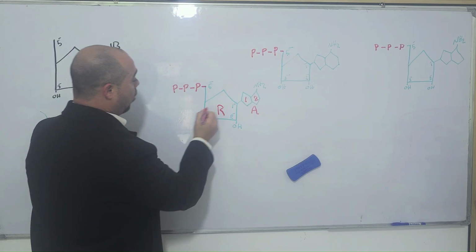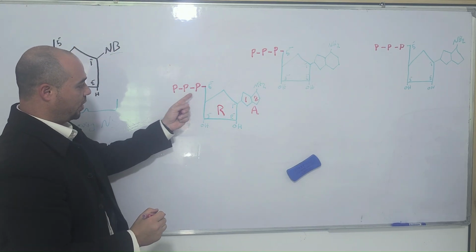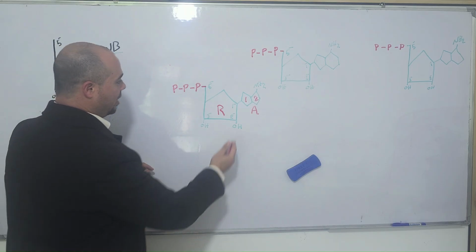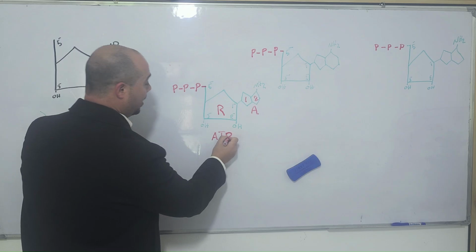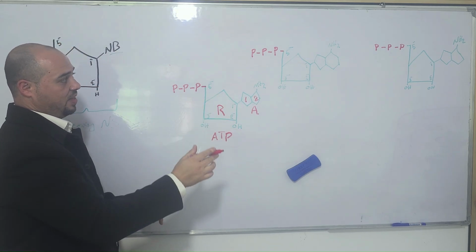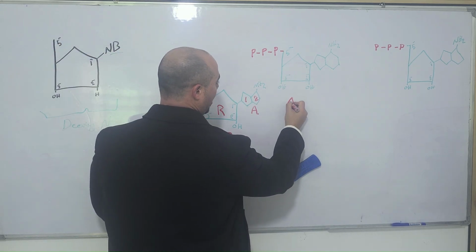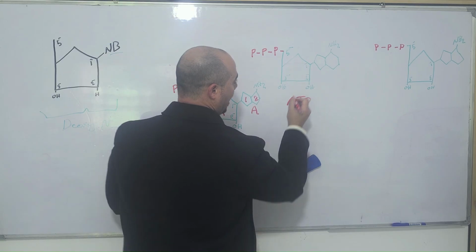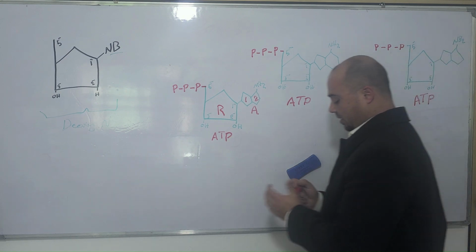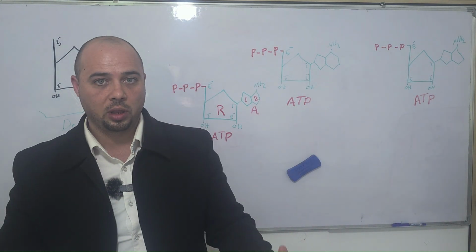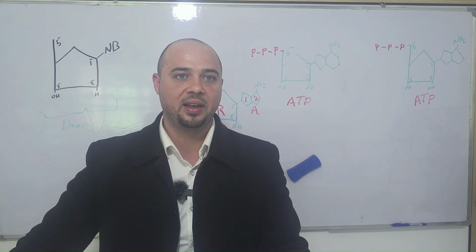Great. What about the phosphate? How many phosphate? 1, 2, 3. So 3 phosphate, right? So at this point, we call it adenosine triphosphate. What about the others? Well, the same thing, right? This is also an ATP, and this is also going to be an ATP. Adenosine triphosphate. And so it's a nucleotide, right? That has 3 phosphate groups.